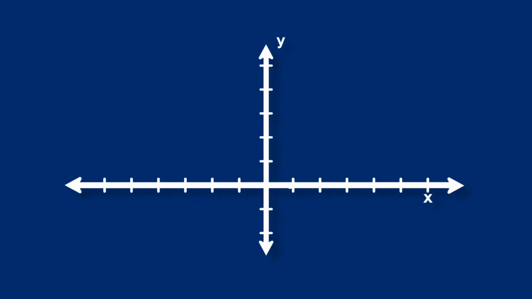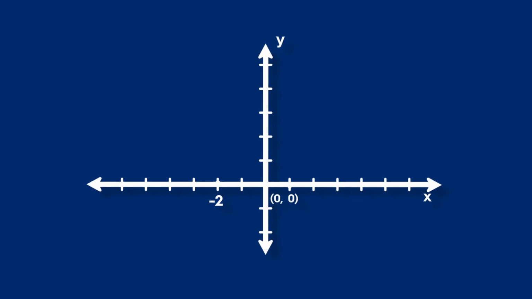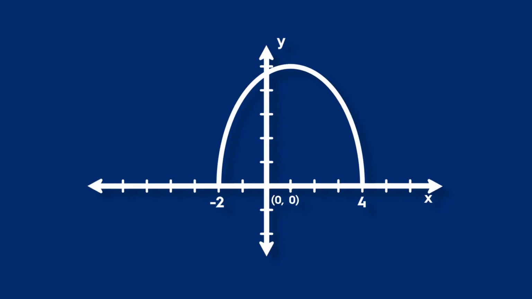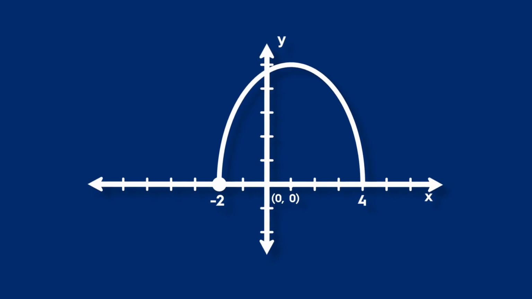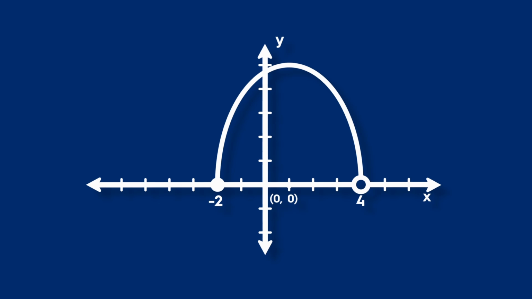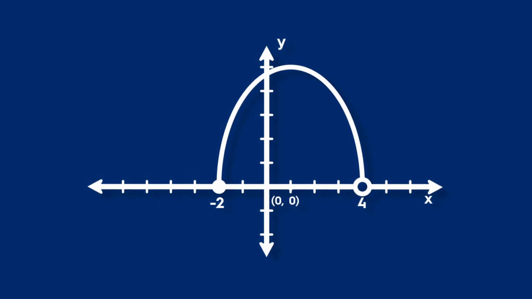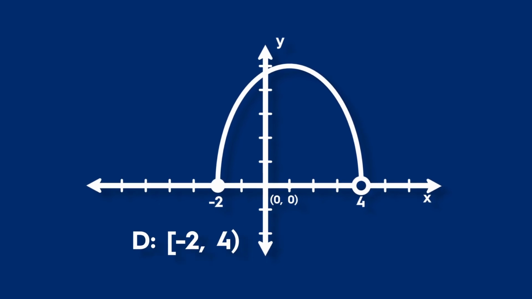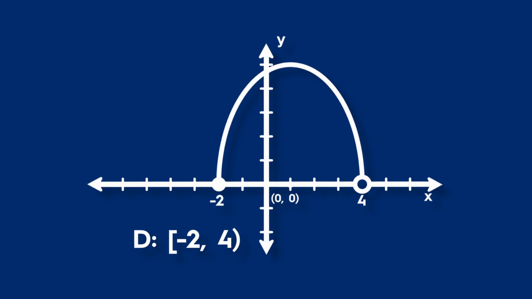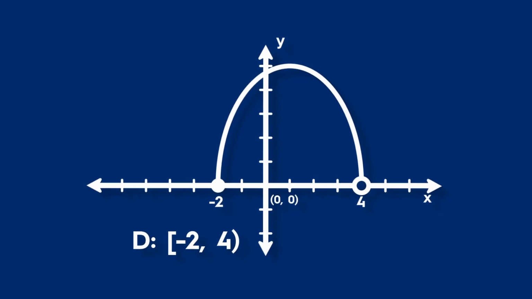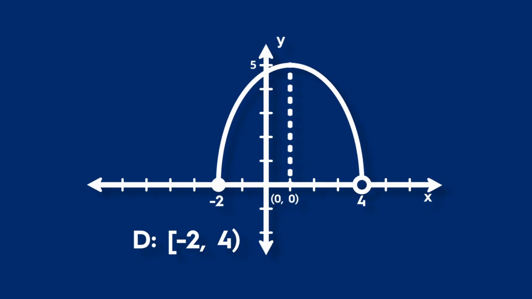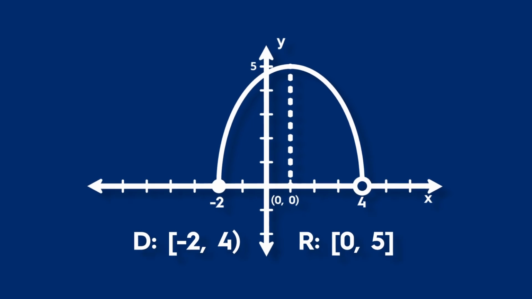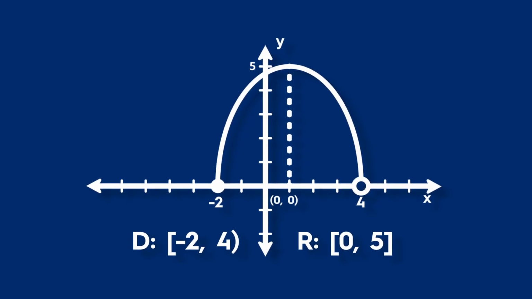For example, suppose a graph stretches from x equals -2 up to x equals 4. At -2, there's a closed dot, so -2 is included. At 4, there's an open dot, so 4 is not included. That makes the domain the interval from -2 to 4, not including 4. Vertically, the graph runs from y equals 0 up to y equals 5, and since both endpoints are included, the range is from 0 to 5. Notice how closed versus open endpoints make a difference.